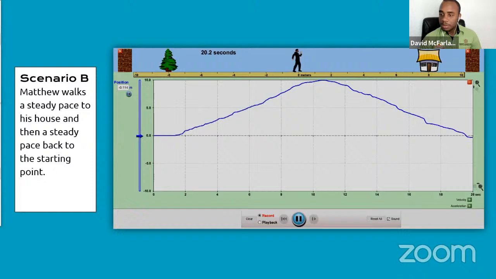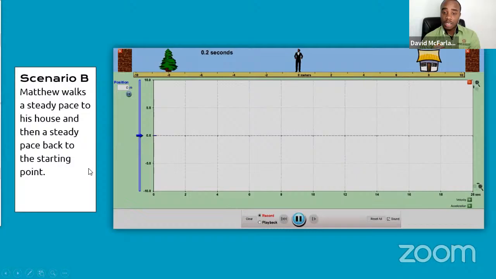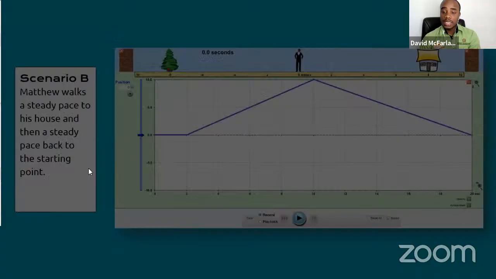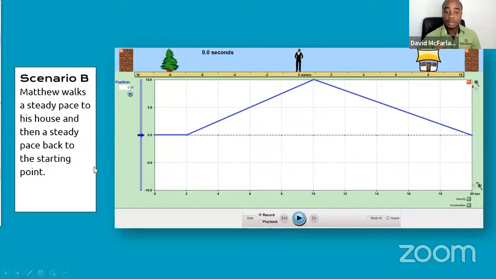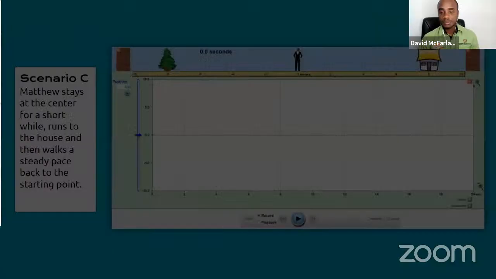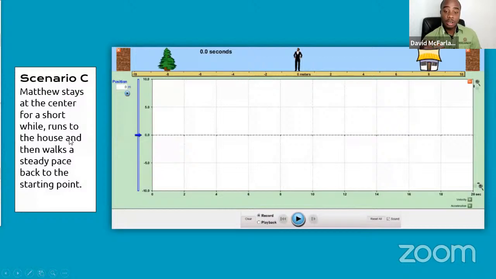Again, just take note of what you realize happened. Okay? This is just a little snapshot of the scenario where Matthew had moved and then when he came back. Now here's the third and final scenario. So in this scenario, Matthew stays at the center for a short while, runs to the house, and then walks a steady pace back to the starting point.